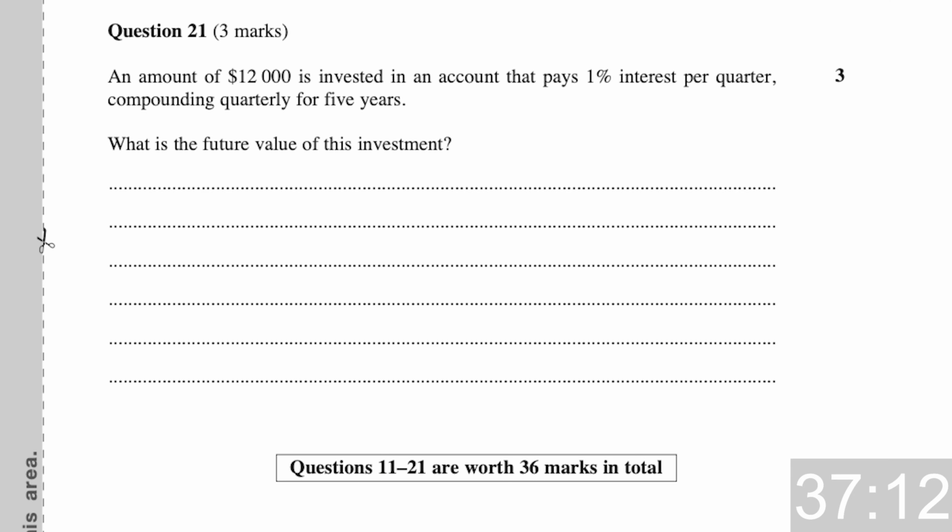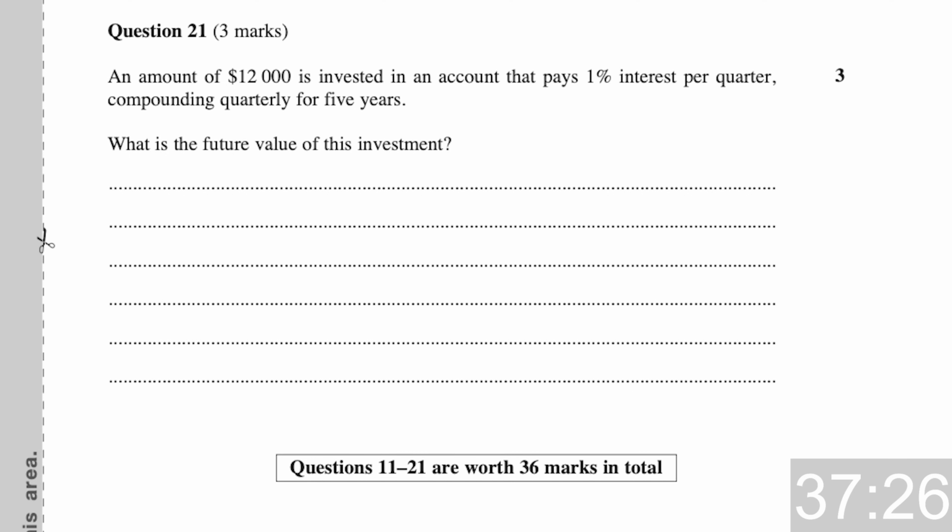All right, 21. Keep them going. Okay, I think that means like 10 or so left, something like that. Okay, an amount of $12,000. Oh God, now it's compound. Of course, now it's compound interest.